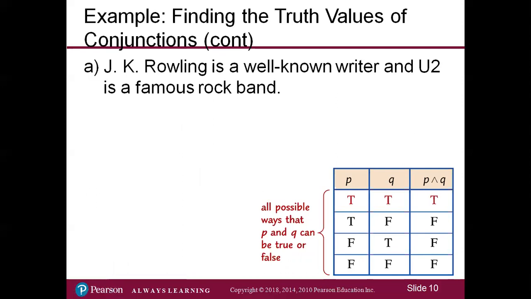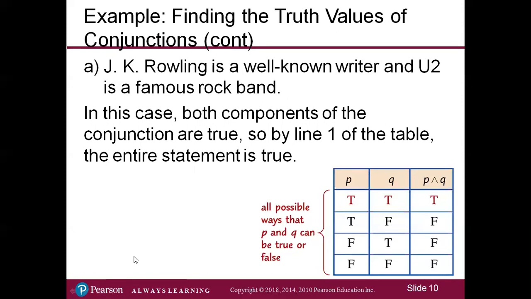For statement A, J.K. Rowling is a well-known writer, and U2 is a famous rock band. P is the statement J.K. Rowling is a well-known writer. Q is the statement U2 is a famous rock band. We list all possible ways that P and Q can be true or false in the first 2 columns. In the third column, we list the truth table result for P and Q. P and Q is only true when both components are true. So the first line is true and the rest are false. Our truth table result is T, F, F, F, the last column.